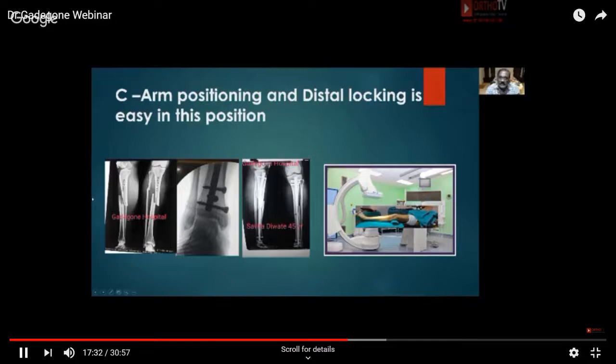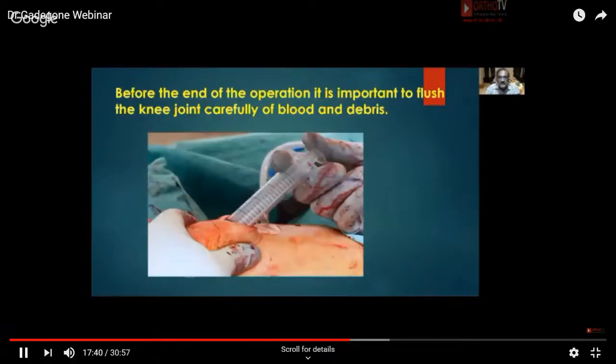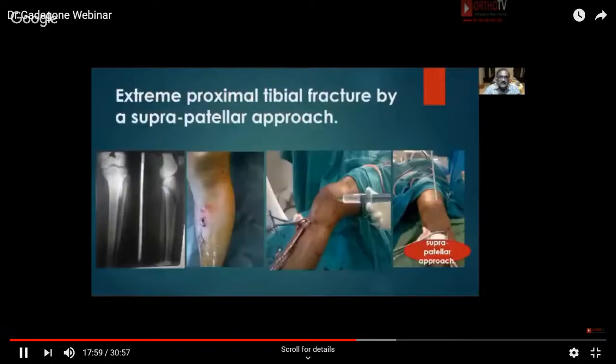So the handling of this CR and the reduction loss is not much in this position, because we don't handle this. Before the end of the operation, it is important to flush the knee joint carefully of all blood and debris, and you can keep a drain if it is required. I don't advise keeping a drain, because I have not done it, but it is described that a drain should be kept in the knee joint.